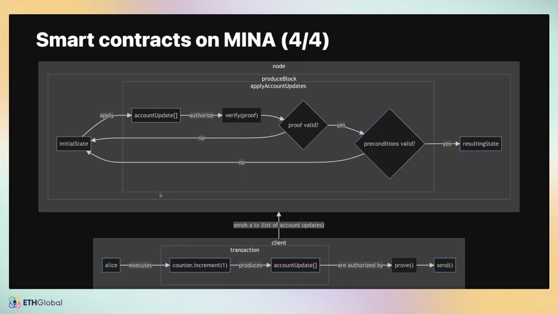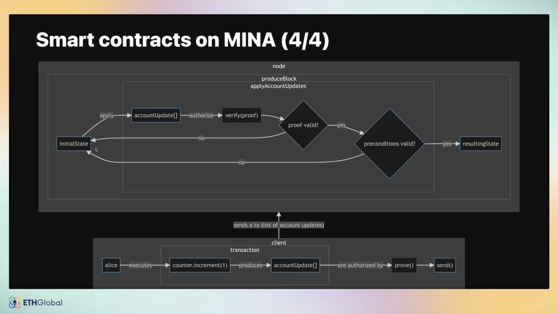And let's take a brief look at a diagram of a life cycle of a transaction on a smart contract. So we start the life cycle by Alice executing the smart contract in the transaction API. She provides the parameters needed for the contract execution. The contract produces a list of account updates. Then it authorizes them by proving the counter.increment method within the proof system, and then sends the transaction to the chain.